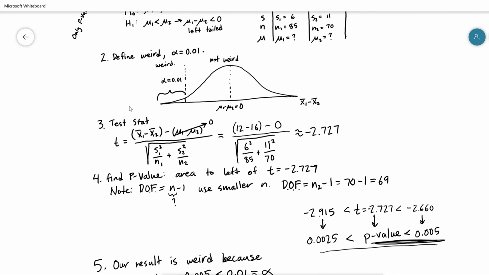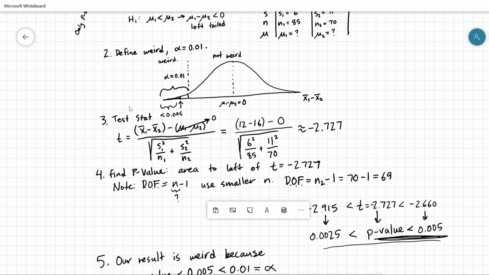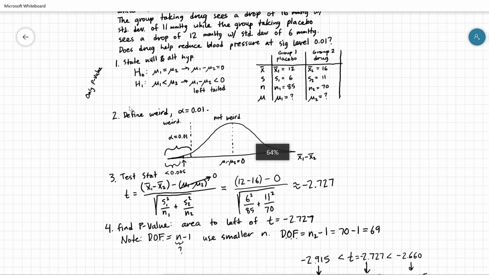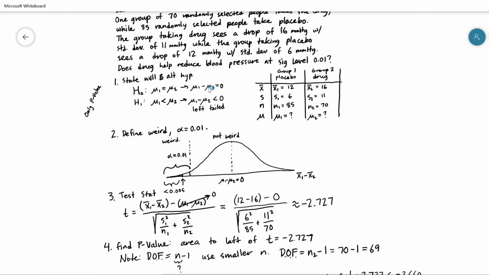Coming back up to our picture, we found out that our result must have been somewhere in here because it had a smaller area associated with it. Our p-value wound up being less than 0.005. So something like that. Our result fell into that weird region. So we've said our result is weird. It's only weird under the assumption that the null hypothesis is true. So let's say maybe that was a bad assumption to make. Let's reject the null hypothesis.